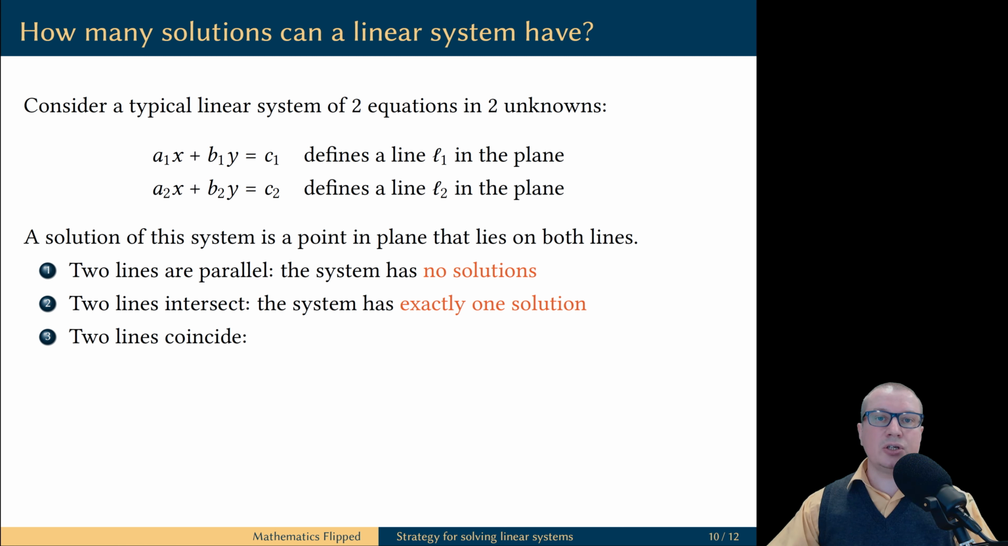This argument proves that a linear system in two equations in two variables has only three possible solution sets. Empty solution set, no solutions, a solution set with exactly one solution, unique solution, or an infinite solution set which contains infinitely many solutions. In fact, this is true in general for any linear system. Any linear system has either no solutions, exactly one solution, or infinitely many solutions, and we will be able to prove this fact fairly soon.